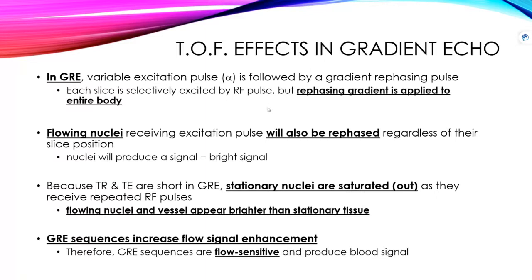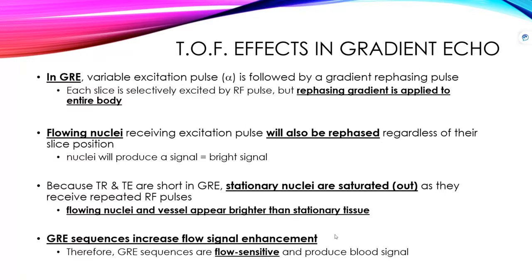In gradient echo, you only choose the slice select gradient in the very beginning with your excitation pulse, and you never choose it again for the remainder of that TR. That's because we're using gradients. Gradients are across the entire length of the magnet. Therefore, when we use gradients, it is affecting the entire body. So that means that in gradient echo sequences, when it comes to flow, we are always going to have a signal. They are flow sensitive. That means that we're always going to have that signal enhancement.